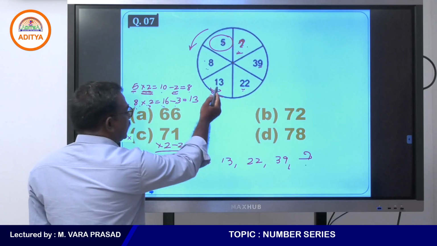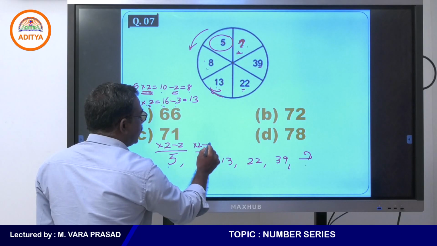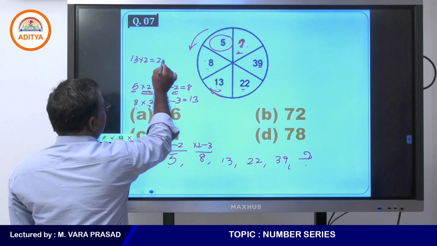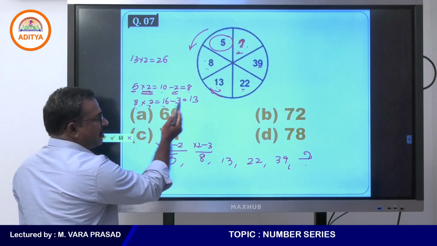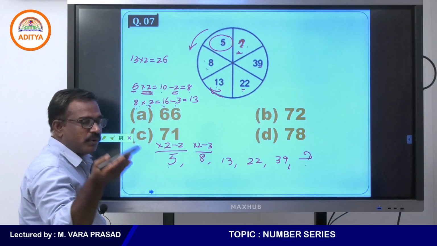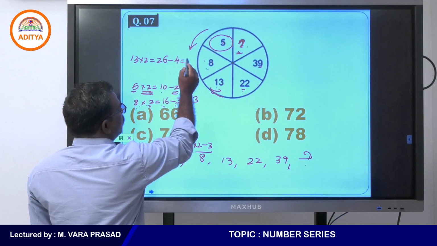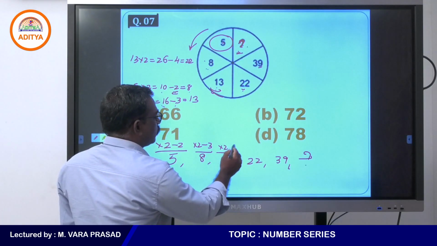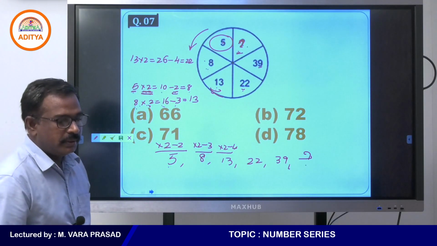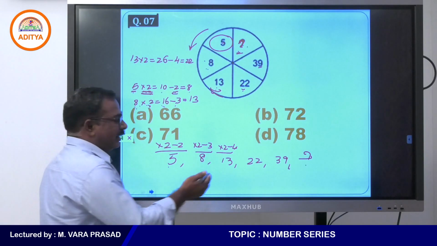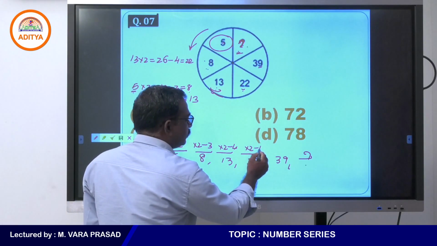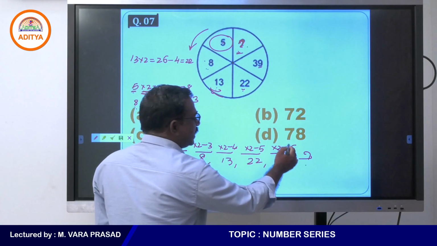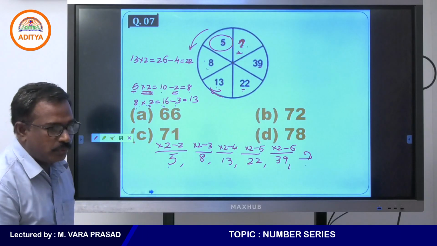Then you need to go for 13 into 2 minus 3. 13 into 2 is 26, and if you subtract 3, you are not getting this one. You need to increase one more, that is minus 4, that is 22. So, into 2 minus 4, and then automatically you will get the next idea, into 2 minus 5. Then we will get into 2 minus 6. So, 39 into 2 minus 6.